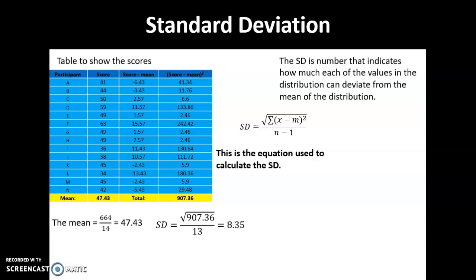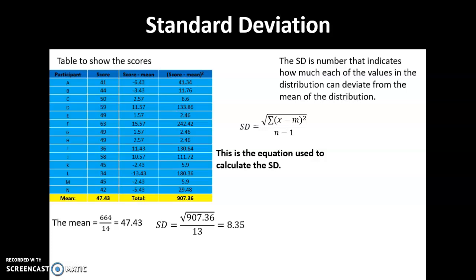And you do score minus the mean, and then the total of that, which is what you do: you take the score minus the mean, squared. So you square minus 6.43, and you get 41.34, and so forth down the rest of the table. The total of that gives you 907.36.